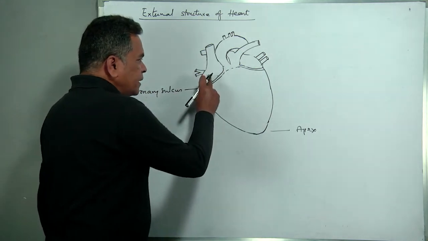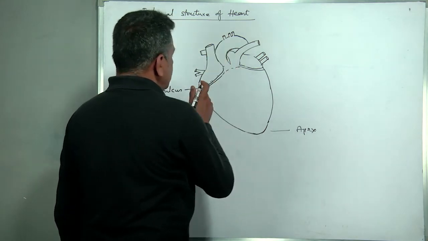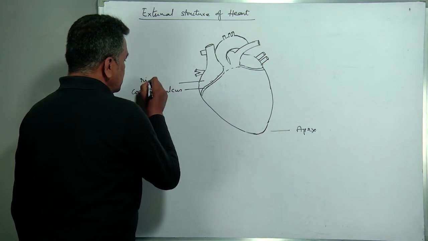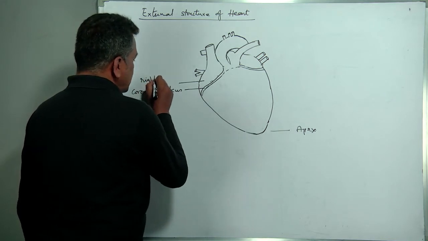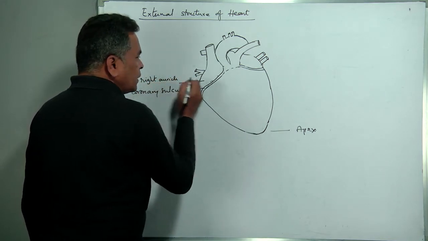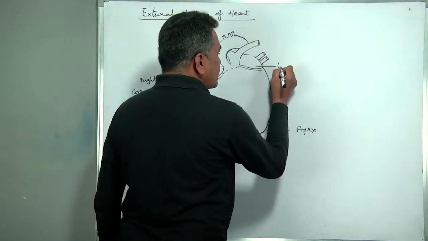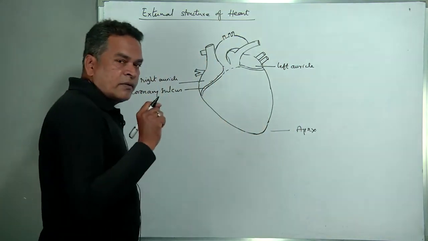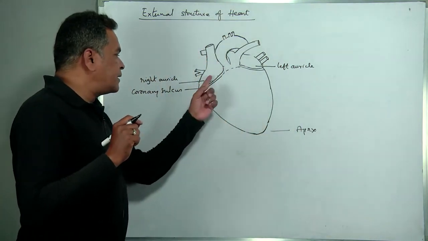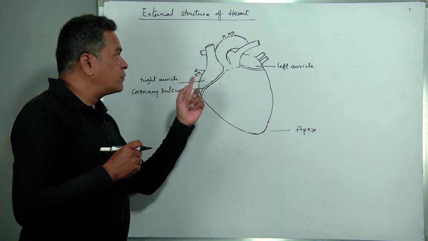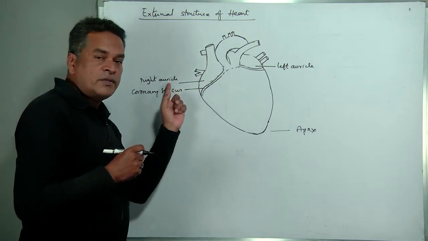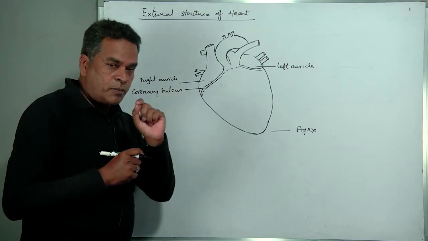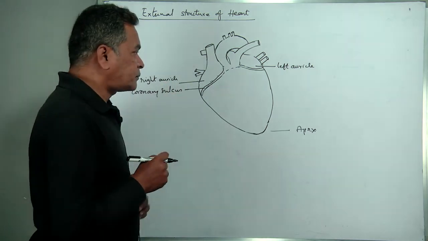Now, when I refer to the external structure of this atrium, I use the word auricle. This is the right auricle, and this will be the left auricle. Why has the name auricle been given here? For the atrium, we use other terminology when talking about the external structure: instead of atrium, I am using the word auricle. This point is very important to keep in your mind.